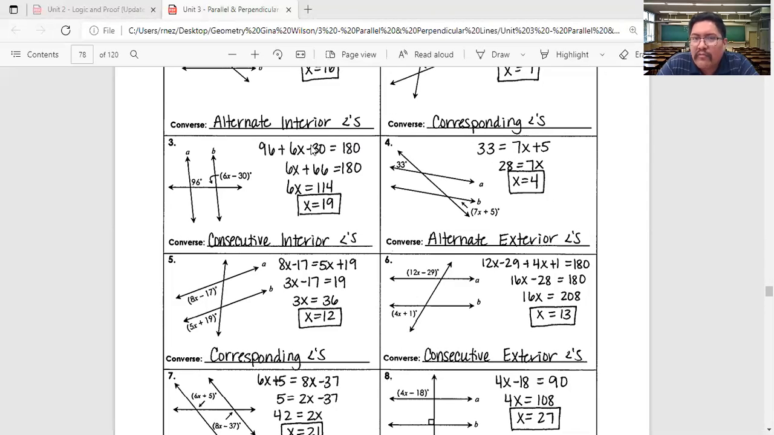Now, just use your normal algebra stuff. And I know sometimes it's great to see the steps and you can see the adding and subtracting to both sides and that kind of stuff.